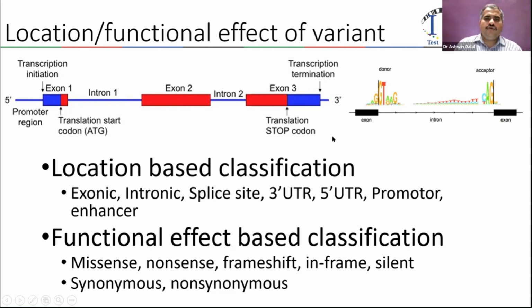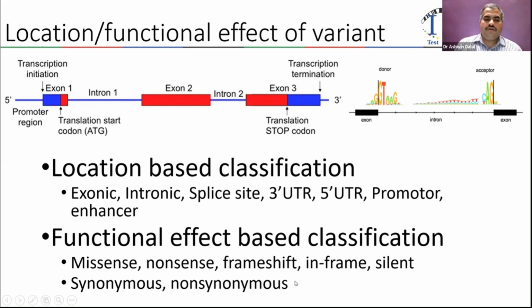So if we know this anatomy of the gene, then we can classify a variant based on its location as exonic, intronic, splice site, 3' UTR, 5' UTR, promoter or enhancer region. Or based on its functional effect, we can classify it as missense, nonsense, frame shift, in frame, or silent.